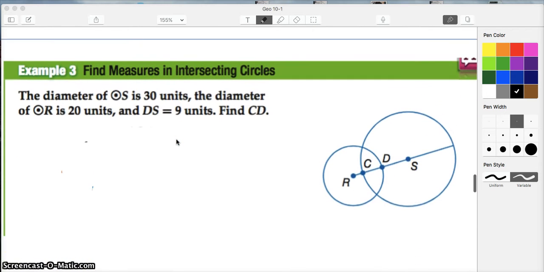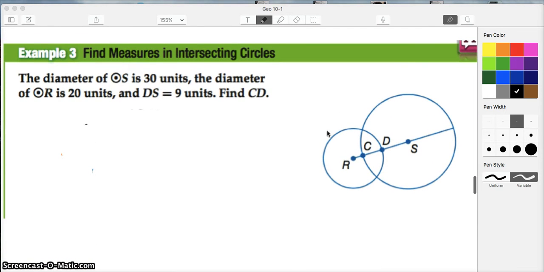All right, so here we have a situation where we do have intersecting circles, and they intersect in a couple of points here. The diameter of circle S is 30 units. I like to write that information in as soon as I get it, so I'm going to put that here. This diameter from here to here is 30. And then the diameter of circle R is 20 units, so from here to here is 20. And then they tell us that DS, this little bit here, is going to be 9 units. So right there is 9. And we're supposed to find CD.